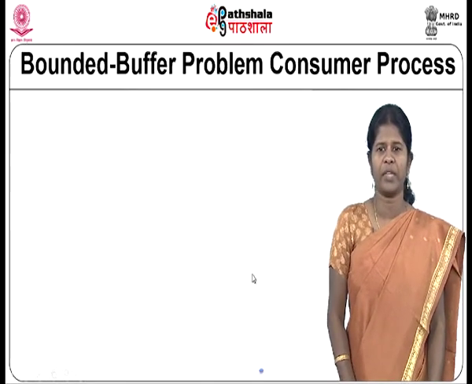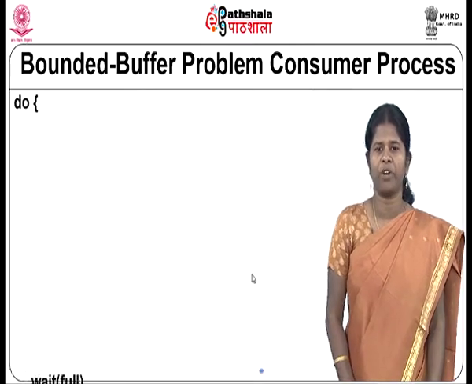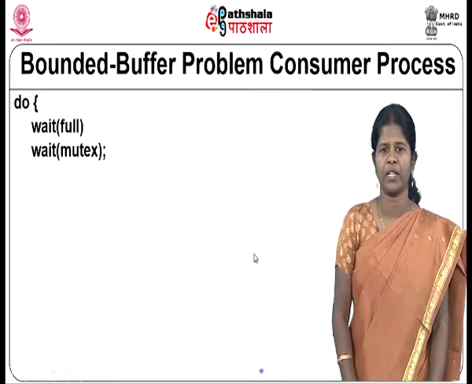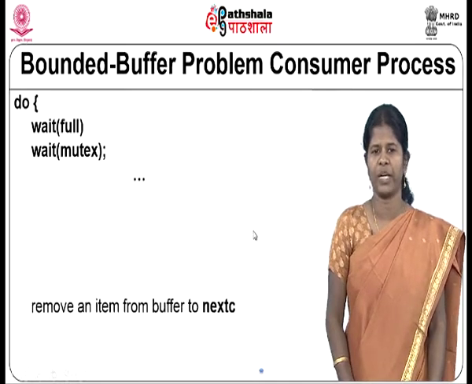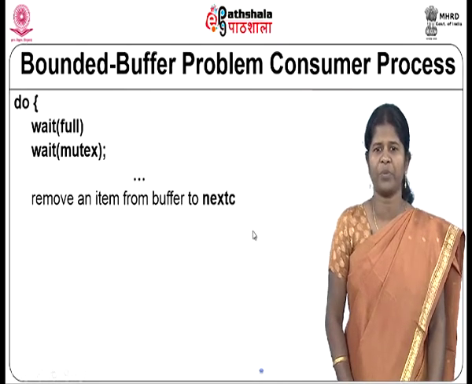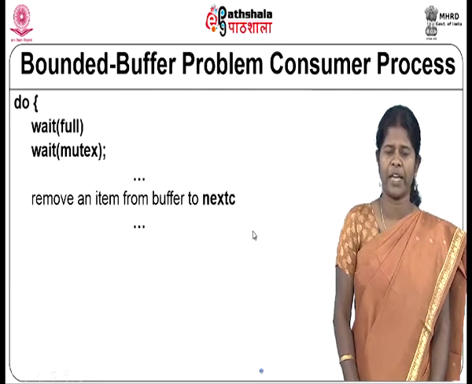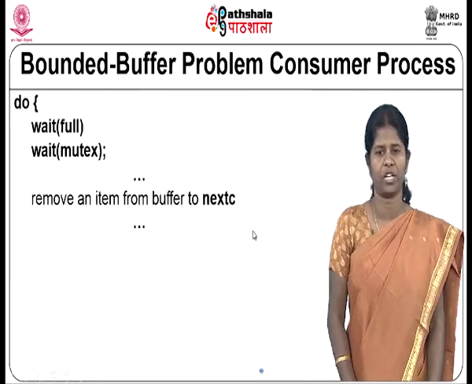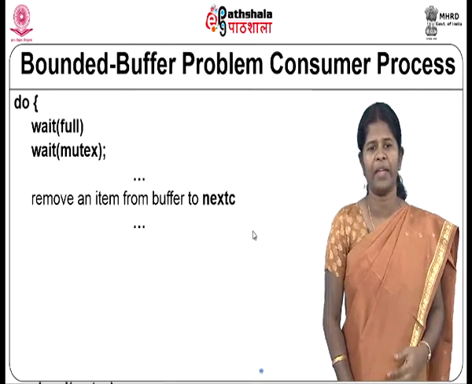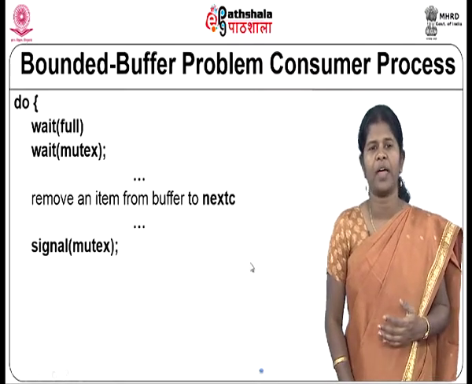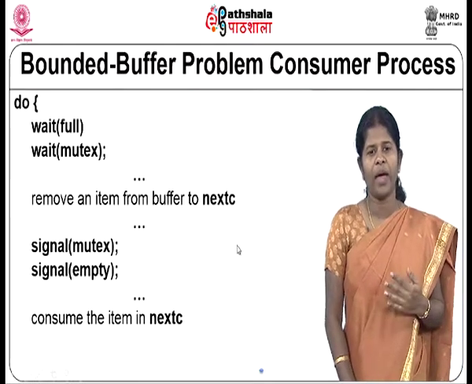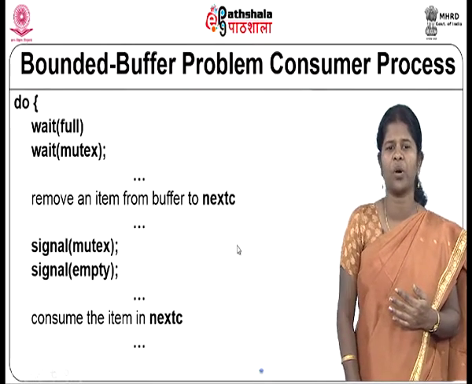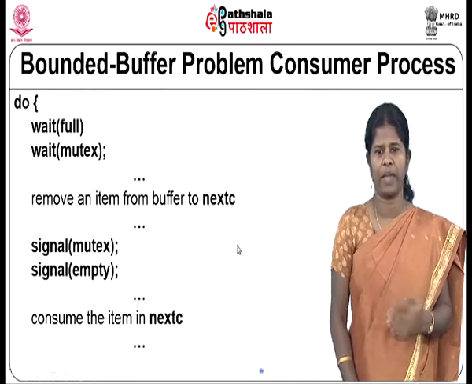Now see the algorithm for the consumer process. The consumer will first wait on full, then wait on mutex, then remove an item from the buffer to next c. Next c is a local variable for the consumer process. Then it will signal mutex, then signal empty, and finally come out. And we will see what is the implication of this algorithm.